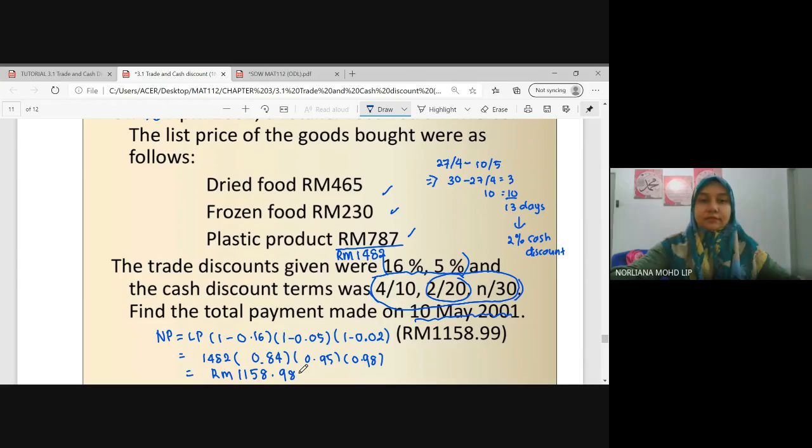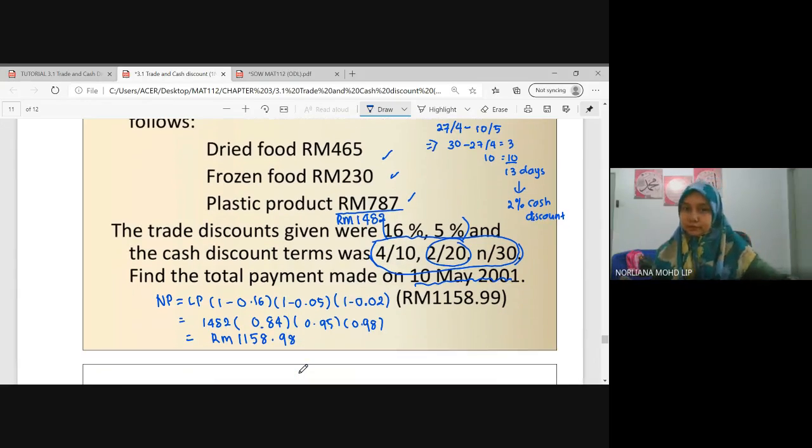Betulnya 0.98 kan. Okay, ni 9, 8 betulnya.